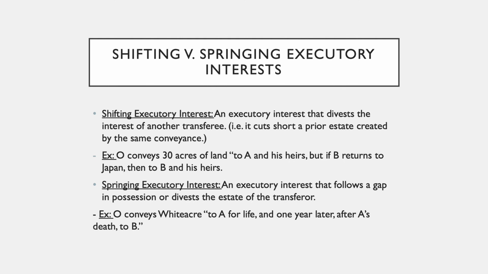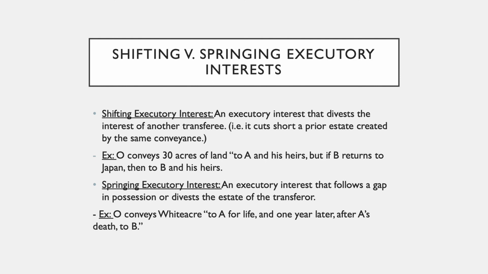So springing executory interest boils down to an executory interest that follows a gap in time in possession or divests the estate of the transferor. An example of this is O conveys Whiteacre to A for life, and 1 year later, after A's death, to B. So O gives Whiteacre to A for life.